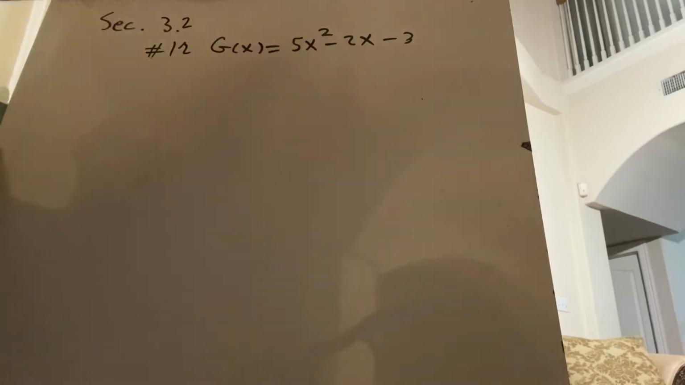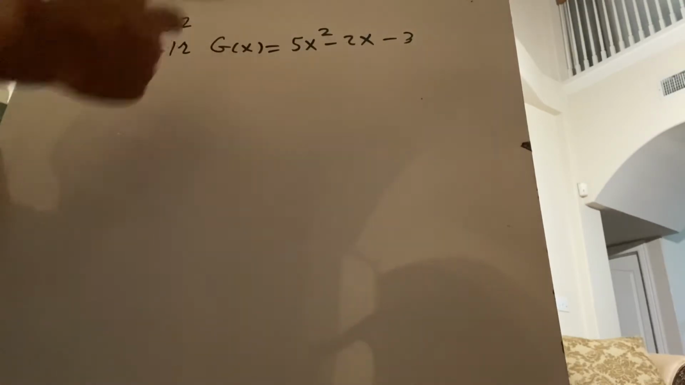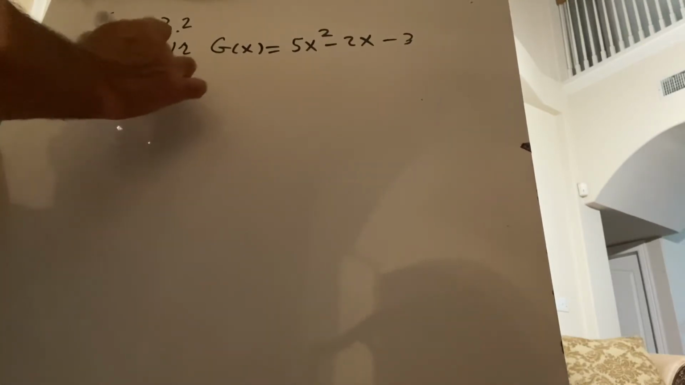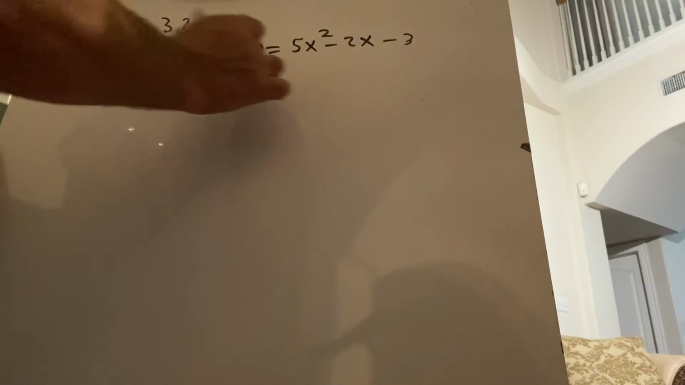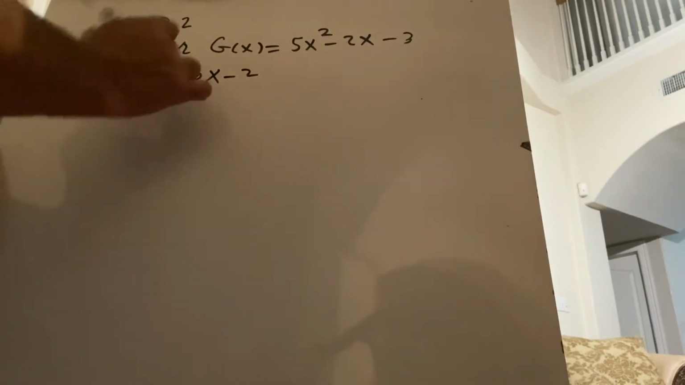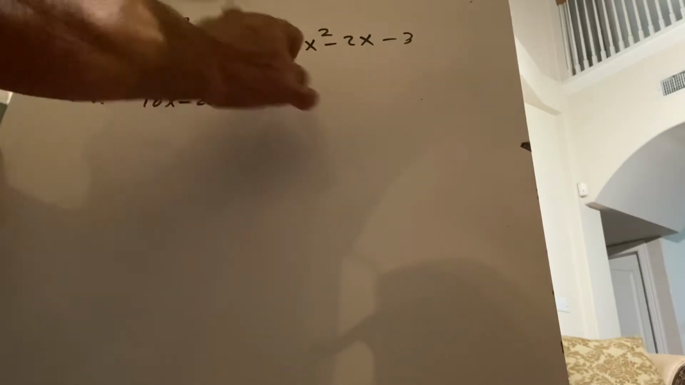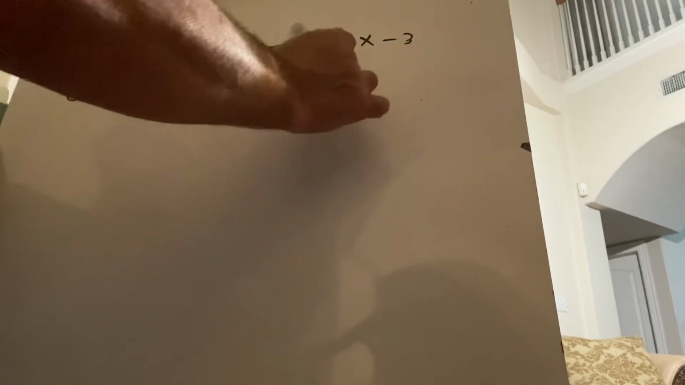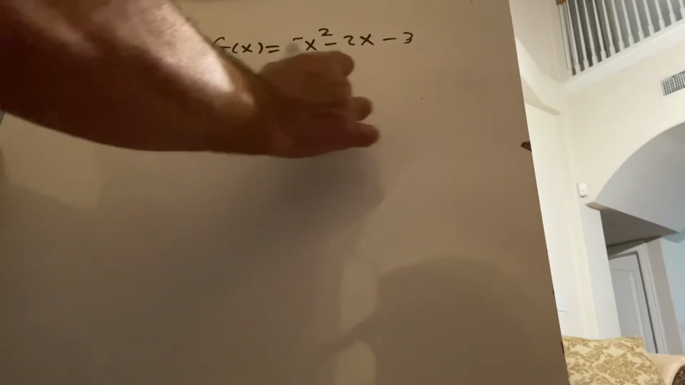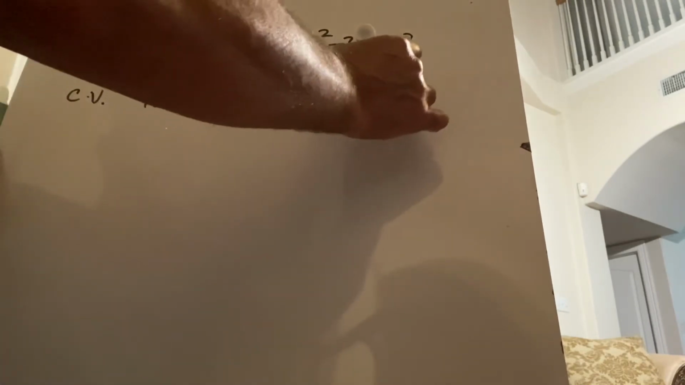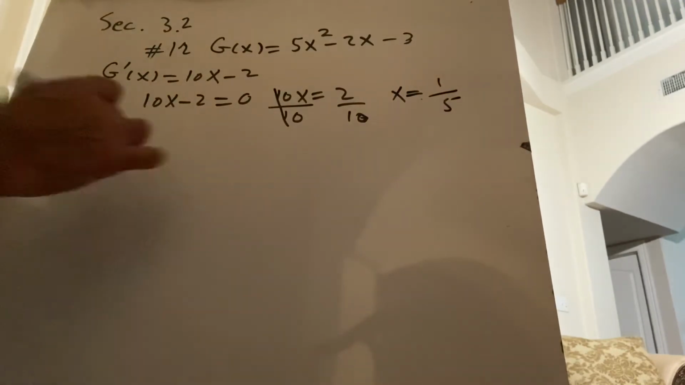But of course, this is a quadratic function, so some of the stuff may not quite be there for this one. But either way, we have to go through the process. So always start with derivative, which is 10x minus 2. We're going to look for the critical values by setting derivative equals 0, solve for x. So move the negative 2 over. Divide by 10 to isolate x. And by the way, 2/10, which reduces to 1/5. Don't forget to always reduce. So now we have our critical value.